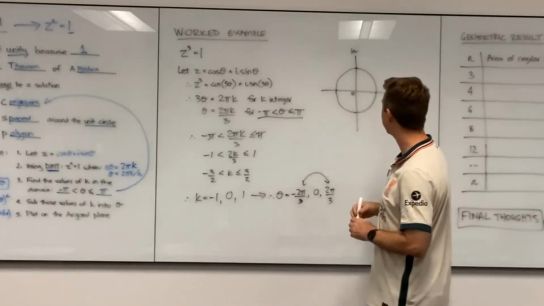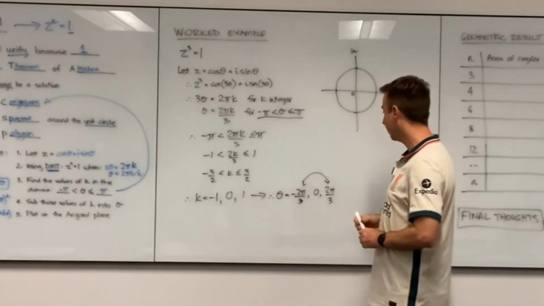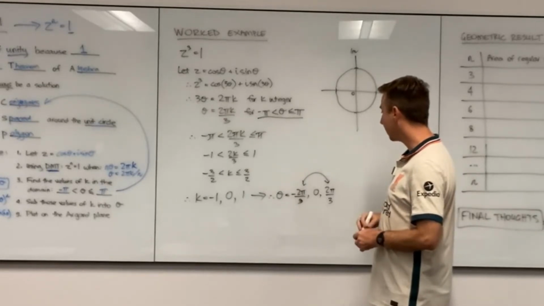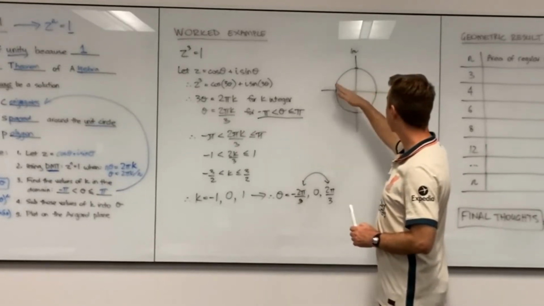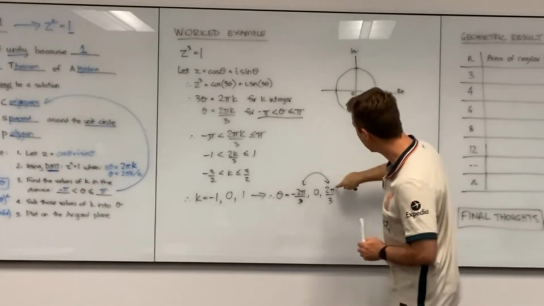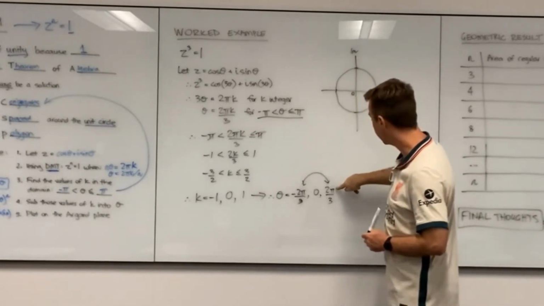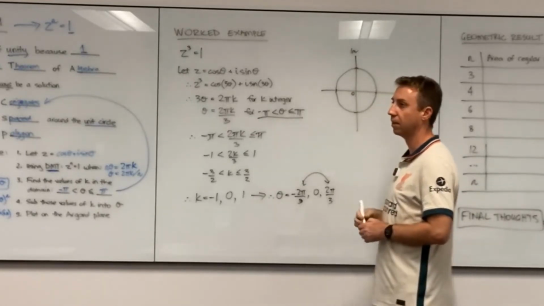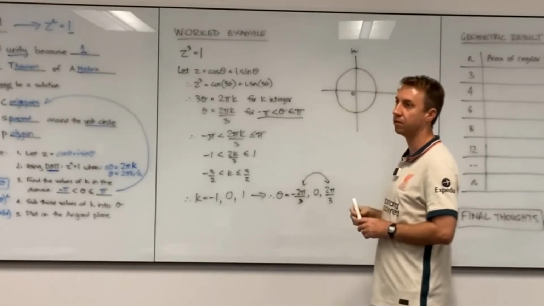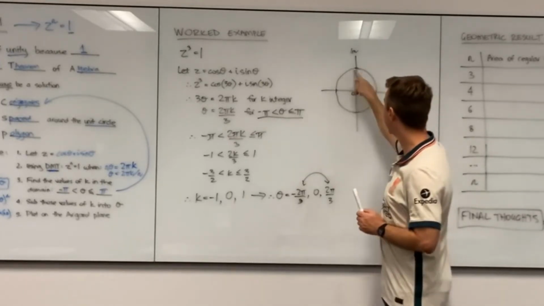So now what do we do? We plot them. Negative 2 pi on 3, where is that going to kind of... Actually, let's work backwards from 2 pi on 3. So 2 pi on 3, what is that as an angle if we kind of converted to degrees just to help us?